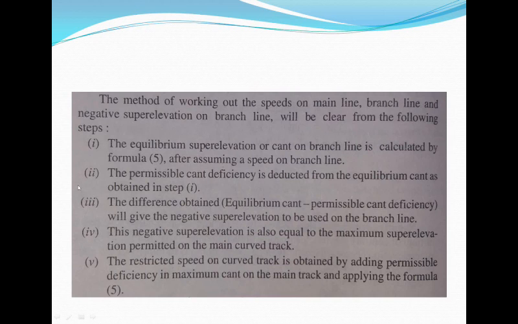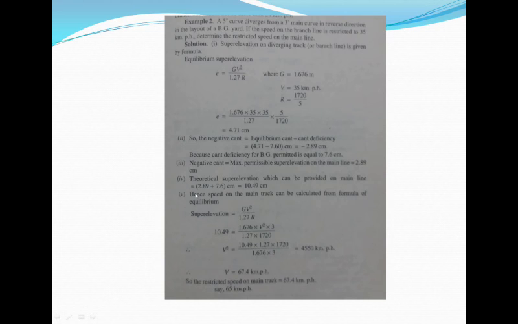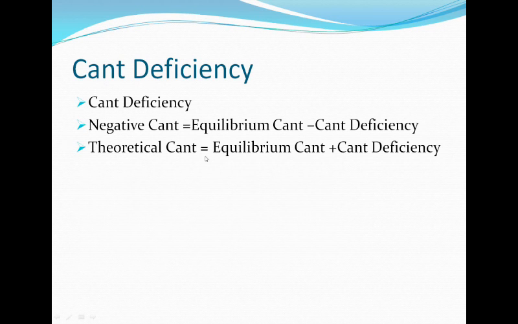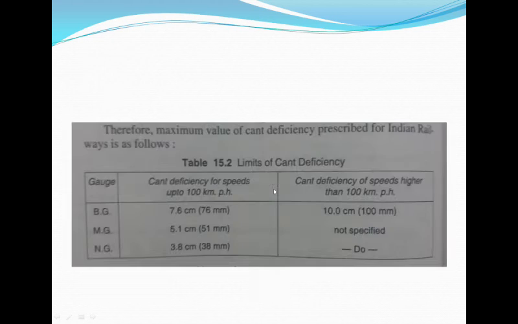So negative cant is equal to maximum permissible super elevation. You have to be careful about this. I have told you while explaining the general procedure that negative super elevation is equal to the maximum super elevation permitted on the main curved track. This I have explained to you. Next, moving on, the theoretical super elevation which can be provided on main line is equal to 2.89 plus 7.6, that is equilibrium cant plus cant deficiency. We have looked upon this in the beginning itself. That is, theoretical cant is equal to equilibrium cant plus cant deficiency. Hence we are going to get theoretical cant as 10.49 centimeters.